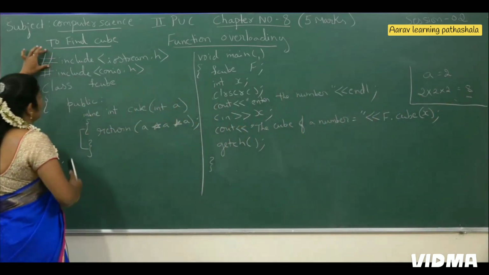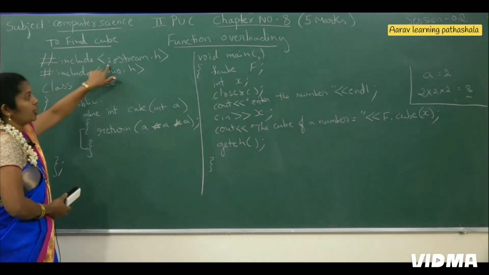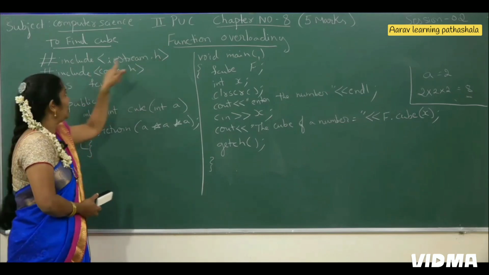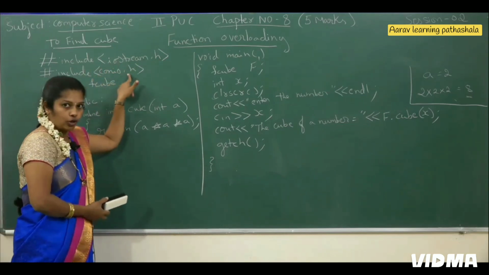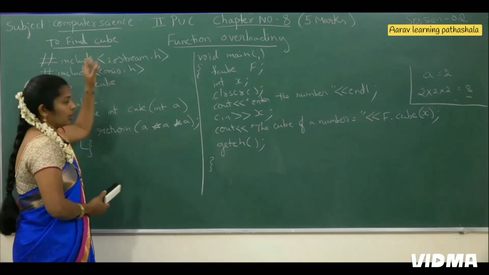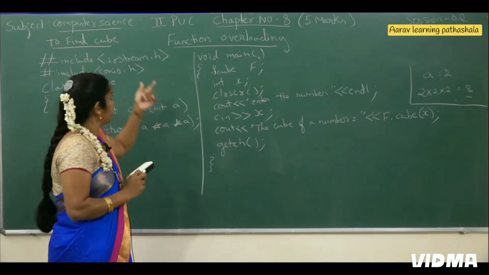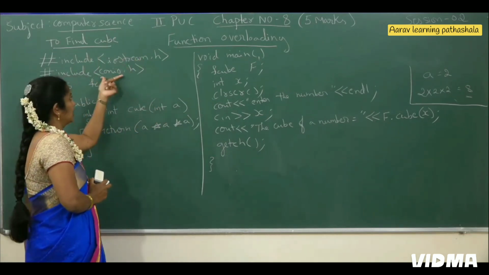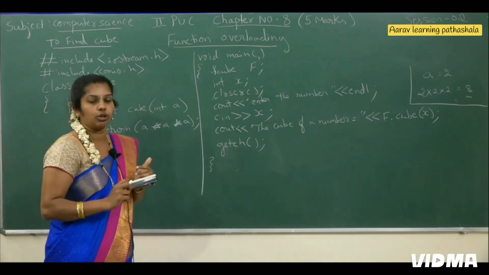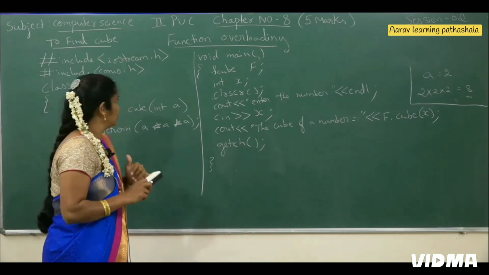That's why we are starting with the header file, #include iostream.h. Then #include conio.h header file. The iostream.h header file is for cin and cout functions to work. Then the conio.h header file is used for clear screen as well as the getch function.